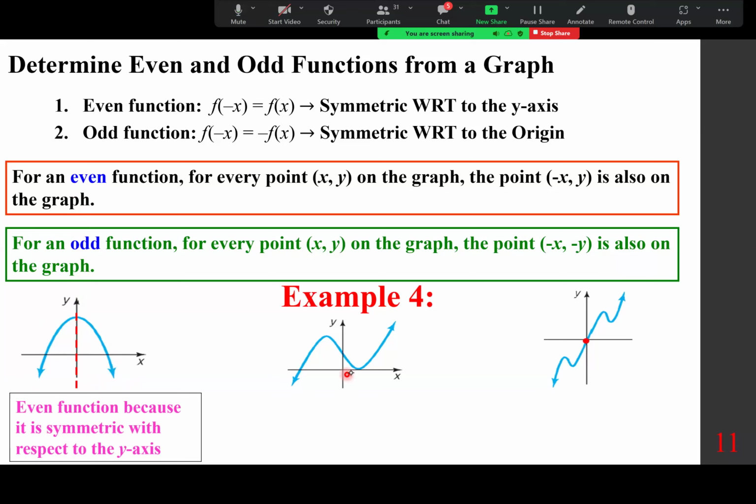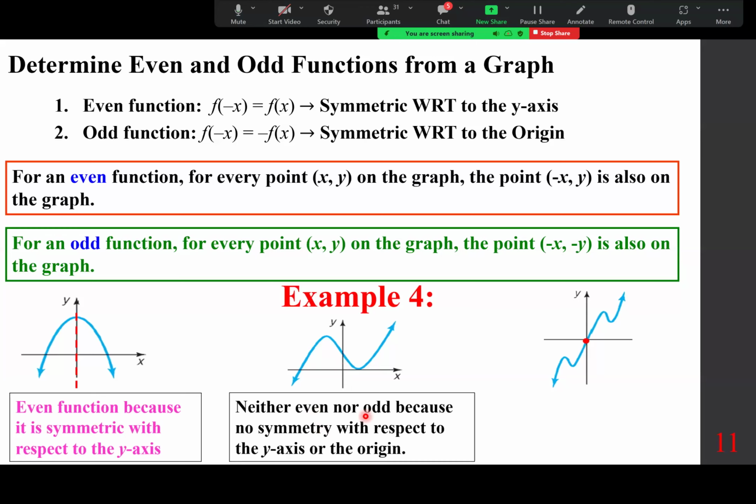This one is not symmetric with respect to the y-axis, so it's not even. It is not symmetric with respect to the origin, so it's not odd either. So neither even nor odd, because no symmetry with respect to the y-axis or the origin. There is no symmetry.